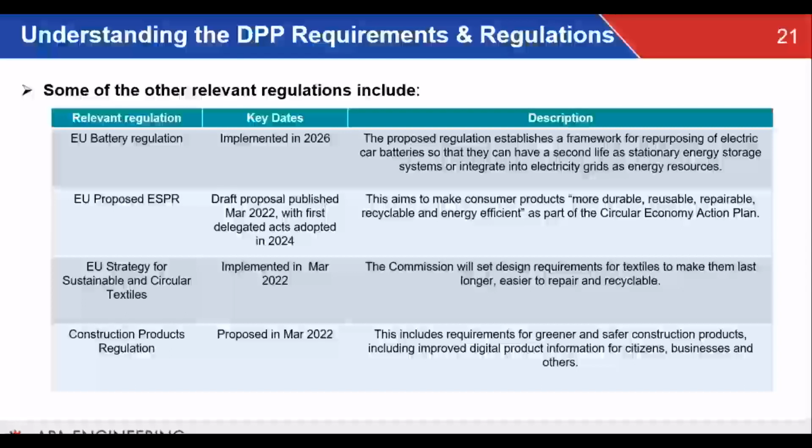And the other ones are the EU proposed ESPR. This aims to make consumer products more durable, reusable, repairable, recyclable, and energy efficient as part of the CEAP, the Circular Economy Action Plan. And the EU strategy for sustainable and circular textiles, which was implemented in March 2022, and also the construction products regulation, proposed in March 2022.